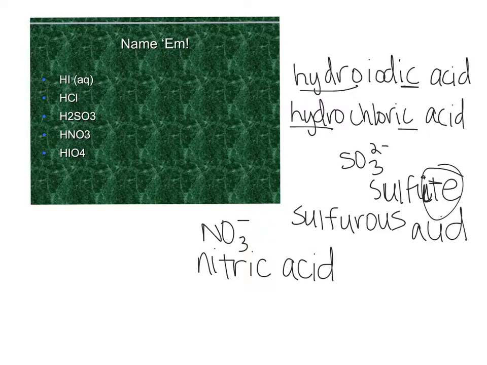All right. And then HIO4. Periodic, yep. All right. So IO3 is your iodate. There you go. And then IO4 is going to be your periodate. Okay? So we're going to have periodic acid. Periodic acid. Periodically it happens once in a while. Okay. All right.